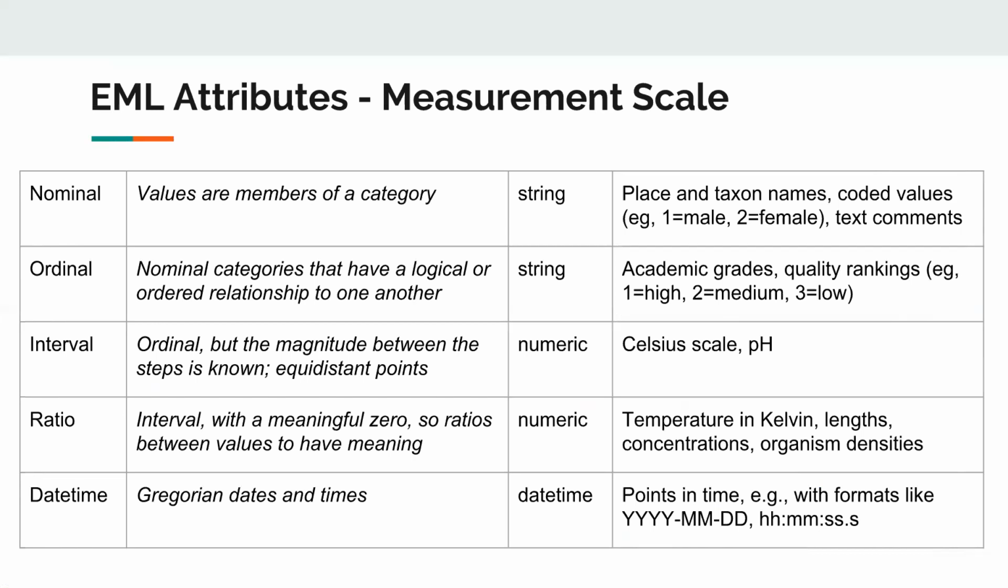So the difference between, say, a Celsius scale temperature and a ratio scale temperature, a Kelvin scale temperature, is that one's actually a ratio measurement, because the difference between 2 temperatures in Kelvin has physical meaning. Things like lengths, concentrations, organism densities all fall under ratio.